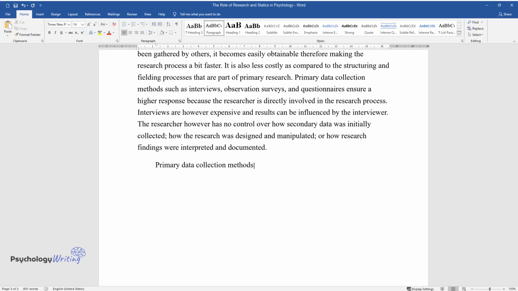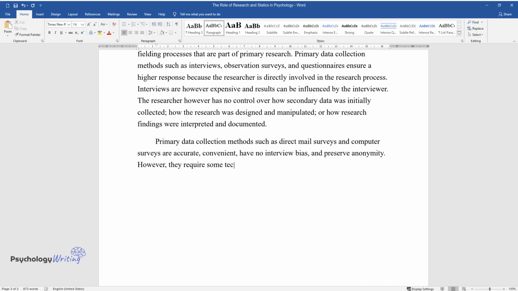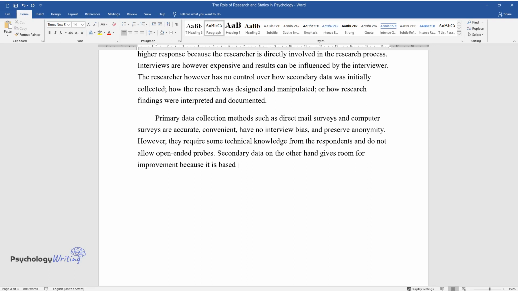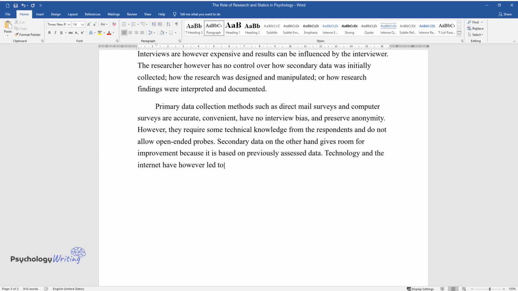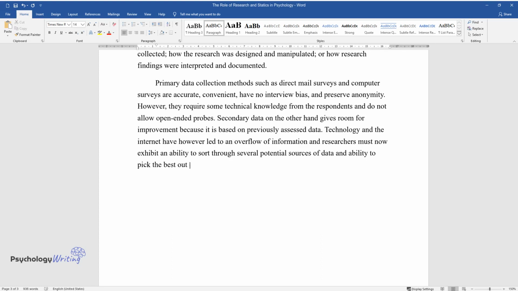Primary data collection methods such as direct mail surveys and computer surveys are accurate, convenient, have no interview bias, and preserve anonymity. However, they require some technical knowledge from the respondents and do not allow open-ended probes. Secondary data, on the other hand, gives room for improvement because it is based on previously assessed data. Technology and the internet have, however, led to an overflow of information, and researchers must now exhibit an ability to sort through several potential sources of data and pick the best out of such sources.